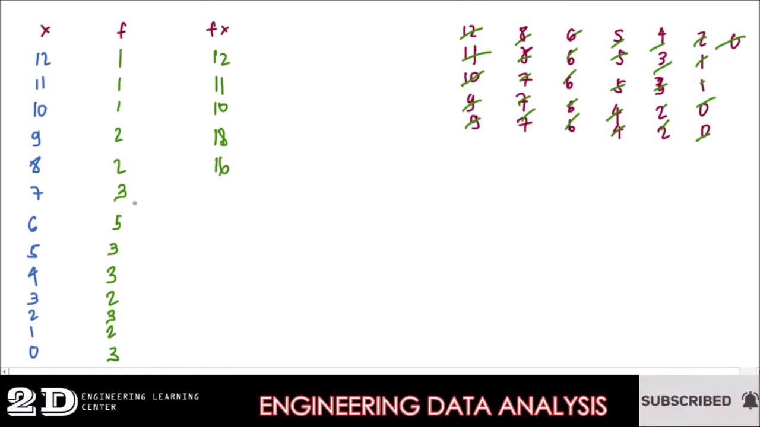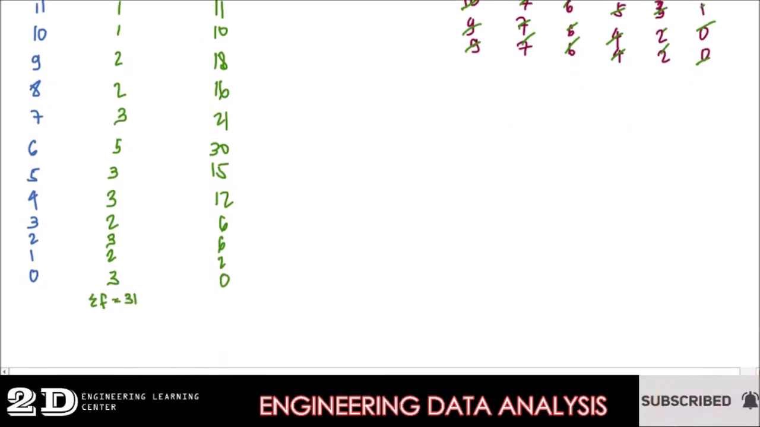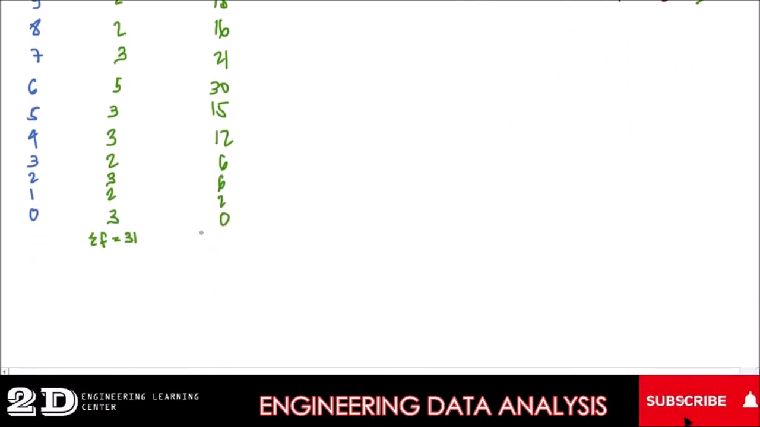7 times 3, this will be 21. 5 times 6, this will be 30. 3 times 5, that will be 15. 4 times 3, this will be 12. 2 times 3, this will be 6. 3 times 2, this is 6. 2 times 1, this will be 2. And 0 times 3, or 3 times 0, this will be 0. Okay, and we will get their sum. So let's just have it.